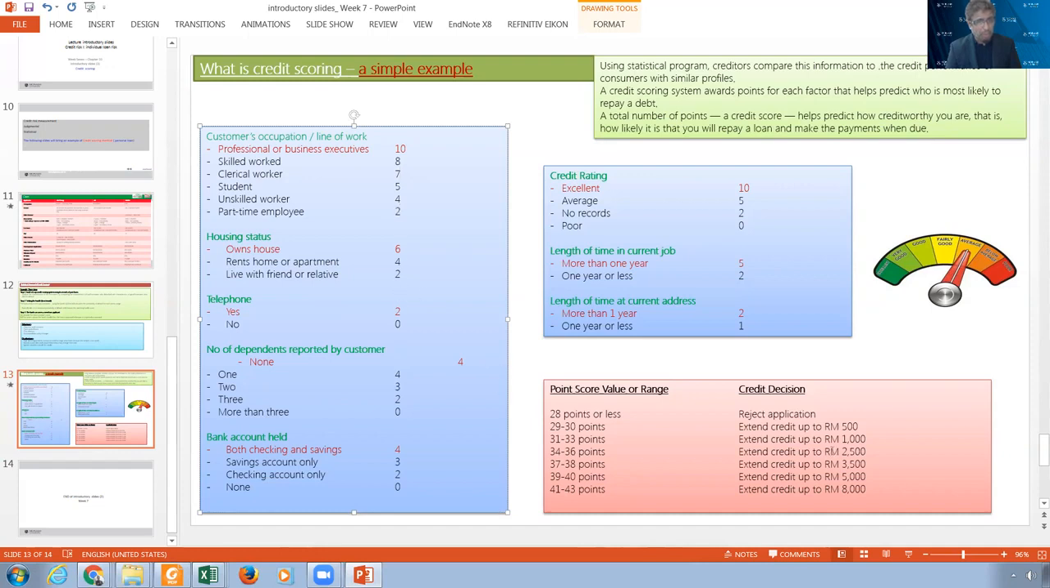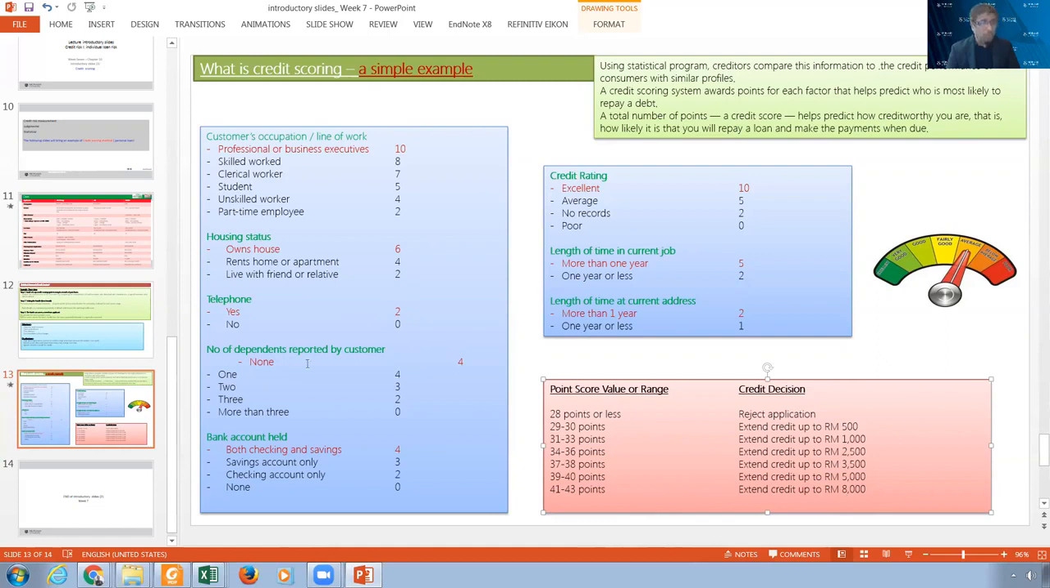You add those scores. If it is 28 or less, you reject the application. If it is 29 and 30, you can maybe extend 500 ringgit or whatever. We take care of 500 ringgit, and then you continue like this. If somebody is the best scoring here, then in this case you can extend 8,000. Now they are giving 16,000 and 21,000. This is the credit scoring issue.